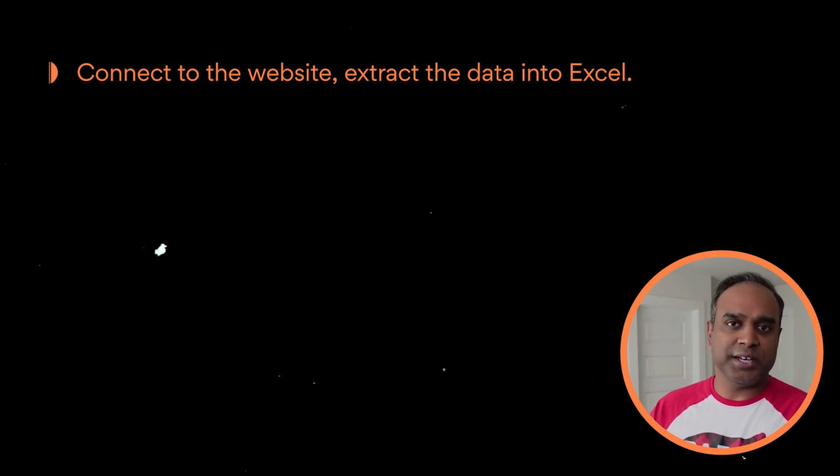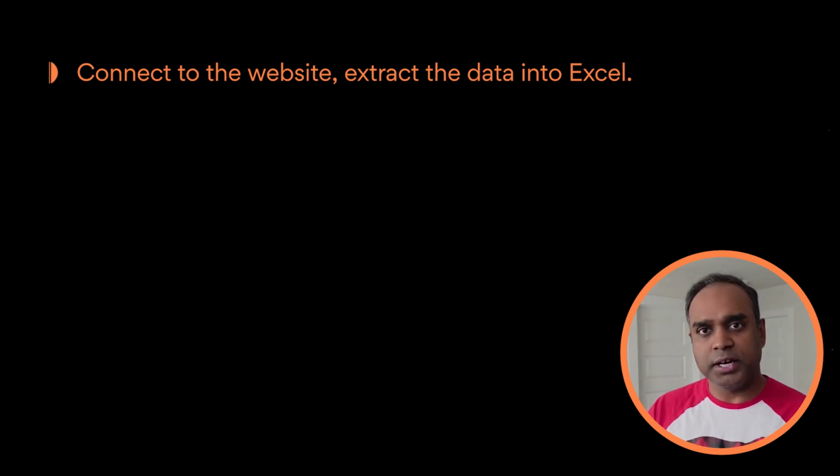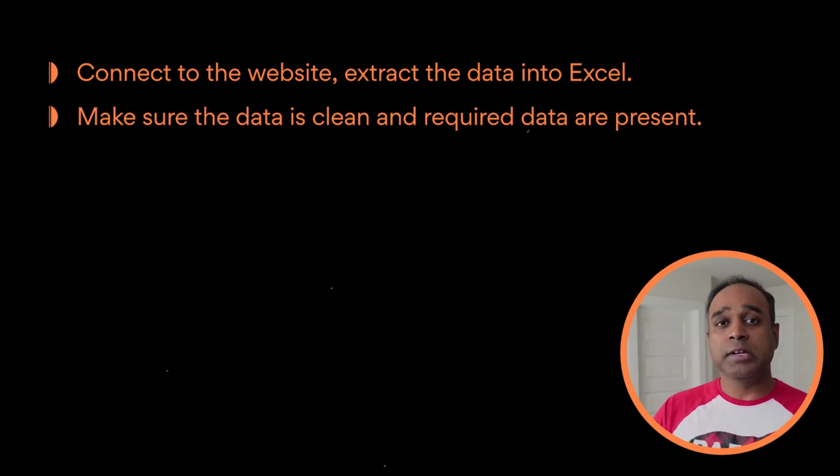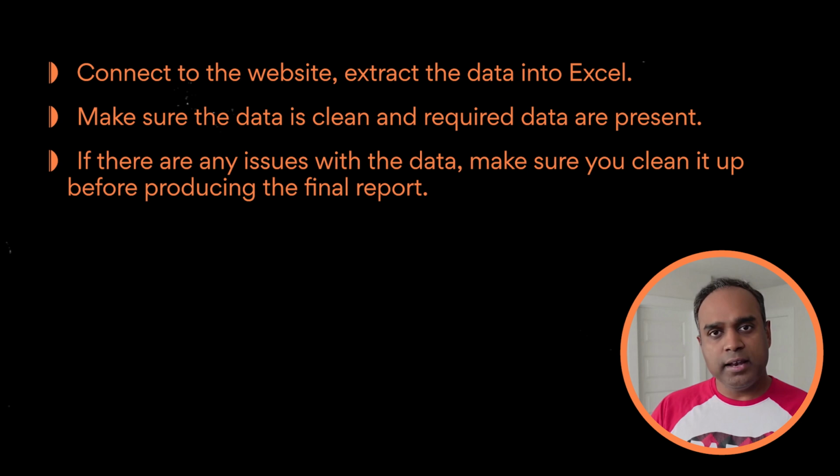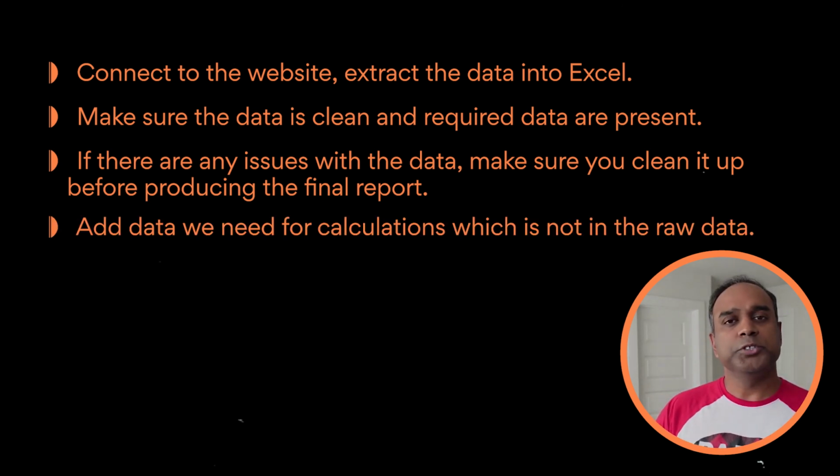Let me just give you the list of those so that you understand what we will be covering in the rest of the video. First of all, we are sourcing the data from a website. So we want to make sure that we connect to the website and extract the data into Excel. Next, we want to make sure that the data is clean and all the data that we need are present in that table and nothing more. Then, if there are any issues with the data, we need to make sure we clean it up before we produce the final report. Then we need to check whether there are calculations that we need, but that are not in the raw data. Then we need to add them to the data.